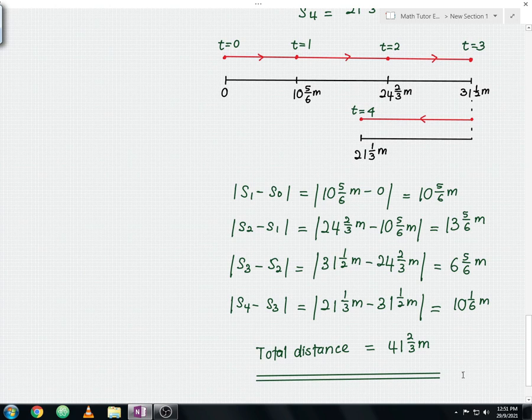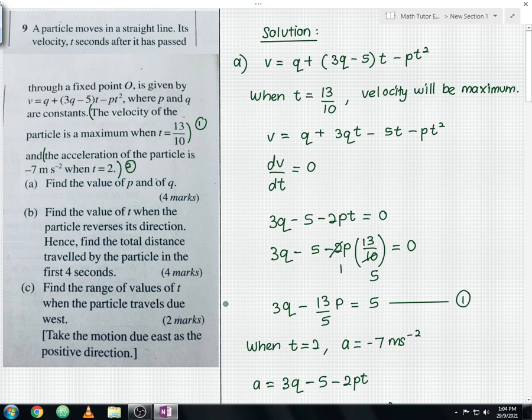Okay, so from here let us proceed our discussion for the question part C now. For the question part C, we are required to find the range of values of t when the particle travels due west. In this question, they also mentioned that take the motion due east as the positive direction. So in this case, the particle is traveling from east to west.